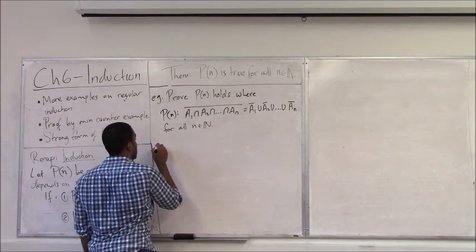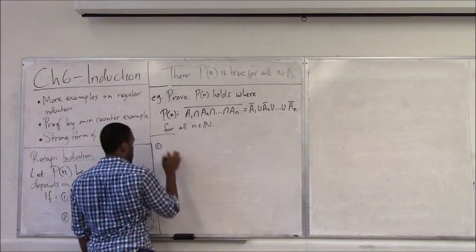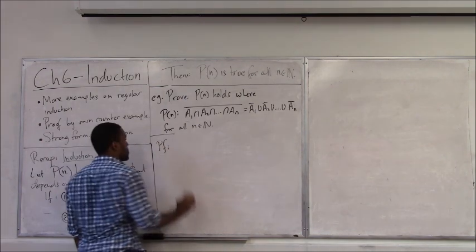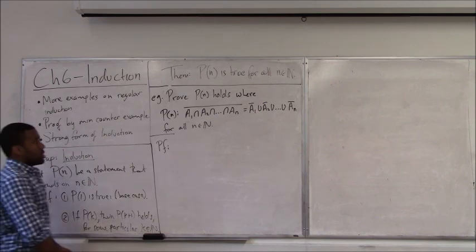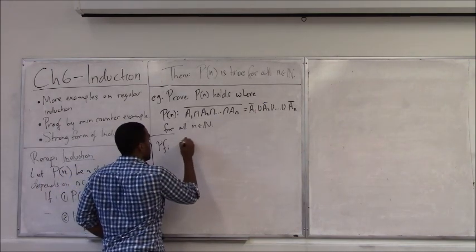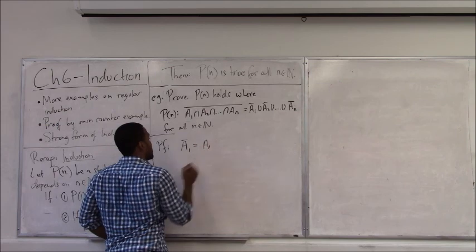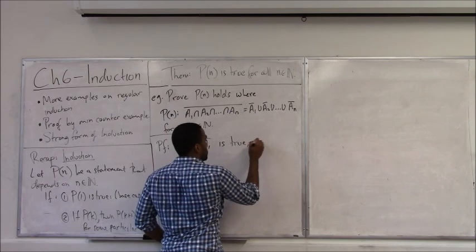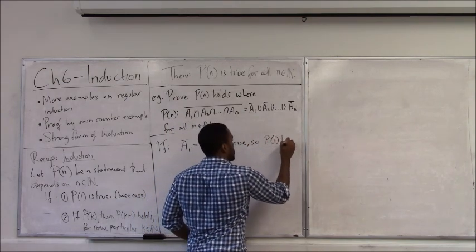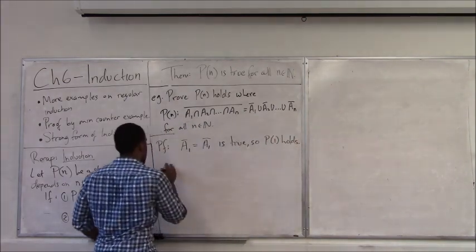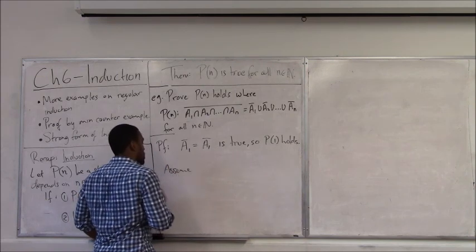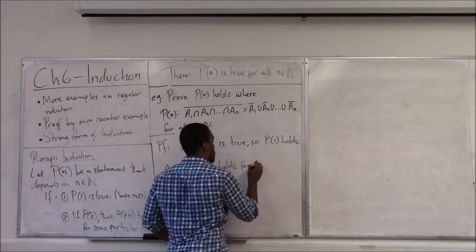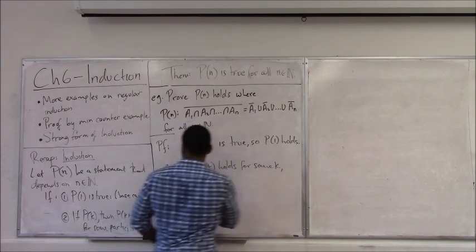Okay, so step 1. We're going to do the proof. What do you want to prove here? P1. So P of 1 is, is it true that the complement of this is actually equal to the complement of that? It is true. So P of 1 holds. Assume P of k holds for some k.